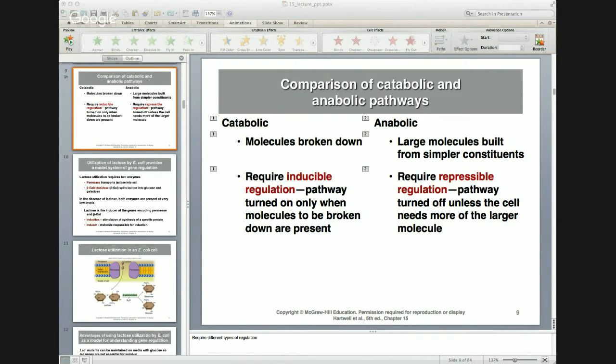Okay, if you recall, let's go back to the catabolic pathway here. Catabolic pathways require inducible regulation. The pathway is turned on only when molecules to be broken down are present. So in this case, only when lactose is present would the components of this pathway be turned on. Okay, and we're seeing that here. Only when lactose is present would permease and beta-galactosidase be turned on to high levels. So lactose acts as an inducer of the lactose utilization pathway.